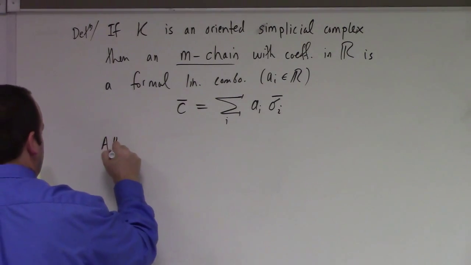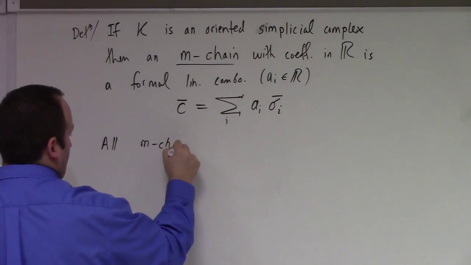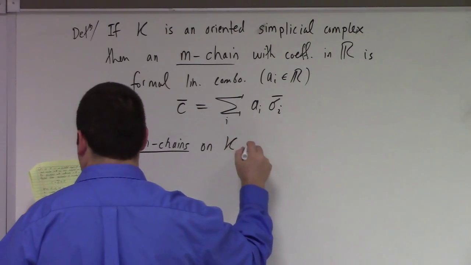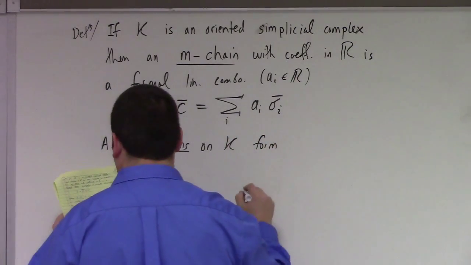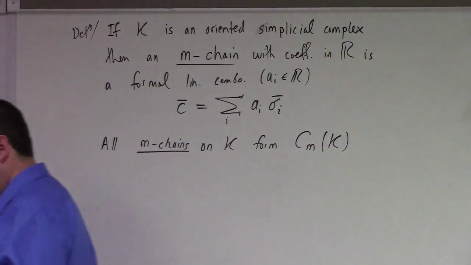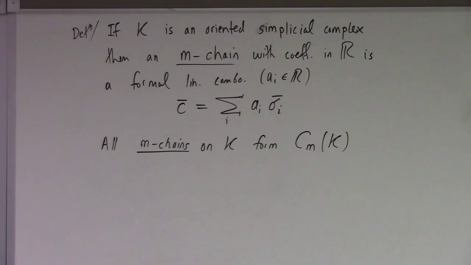All M chains on K form the vector space C M K. So really this is just a definition, all right? What it's saying is you can take these objects, these simplicial complexes, right? And you can define an abstract vector space where the addition is defined as such.